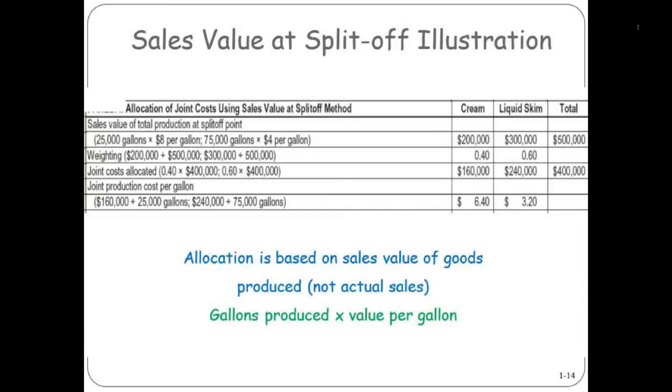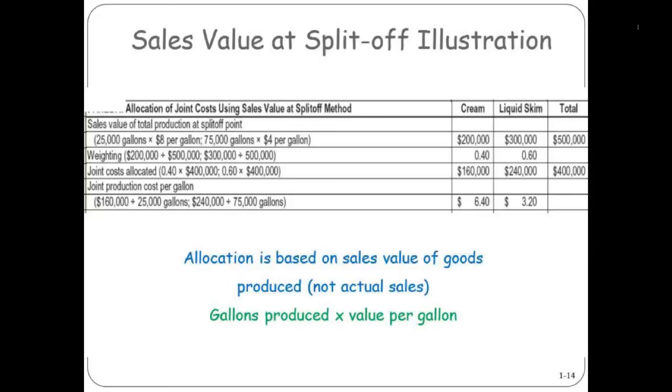So, an illustration of this process. Notice it's based upon production, not sales. So you produce 25,000 gallons of cream, and you produce 75,000 gallons of skim. So here's the value of what you've produced. And you can see the cream is 40% of the value, and the skim is 60% of the value. Since your joint costs were $400,000, this method says give 40% of the cost to cream and 60% of the cost to skim.